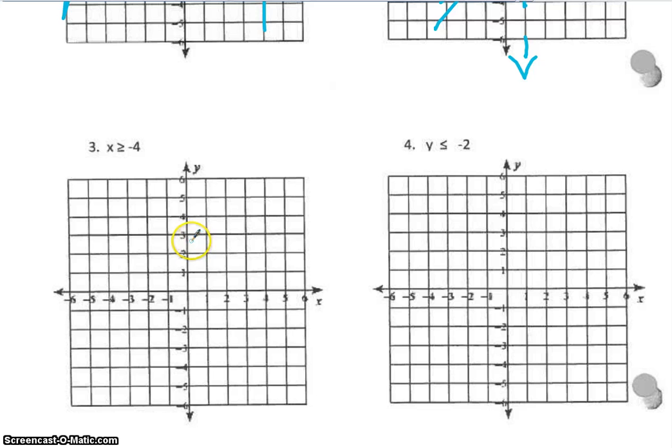X is greater than or equal to -4. You go to where x is -4 and make your dot. This is going to be solid because it has a line under it. So you're going to have your solid vertical line, and it's pointing to the right, so you shade to the right.